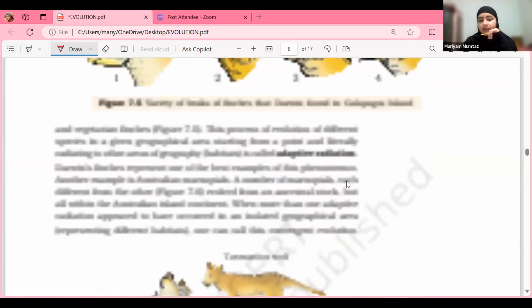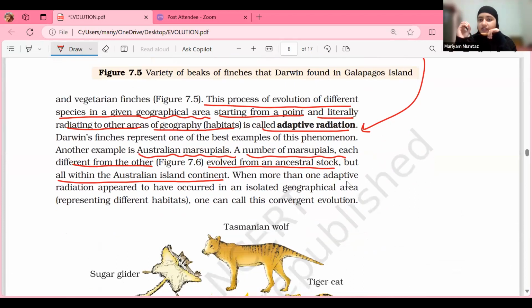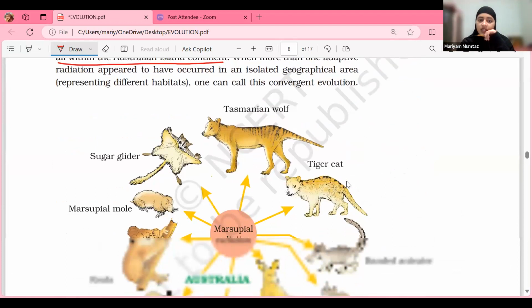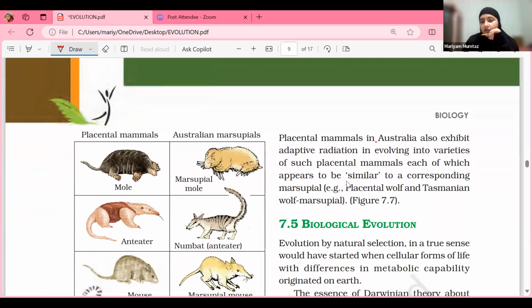So first, Australian marsupials also exhibit adaptive radiation, meaning their evolution starts from one point and they literally radiate to other geographical areas where they are different from each other. Then came placental mammals. Placental mammals in Australia also exhibit adaptive radiation in evolving into varieties of such placental mammals, each of which appears to be similar to a corresponding marsupial.